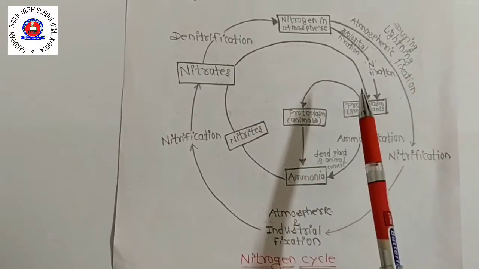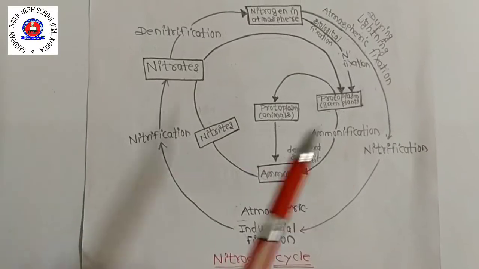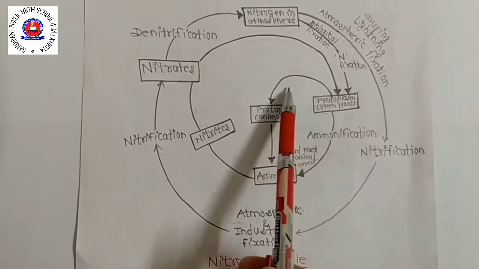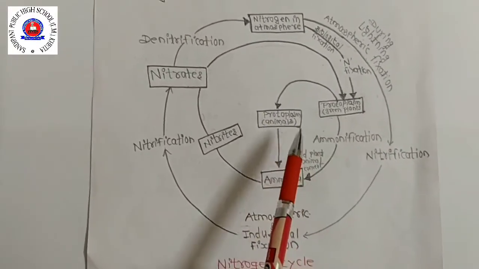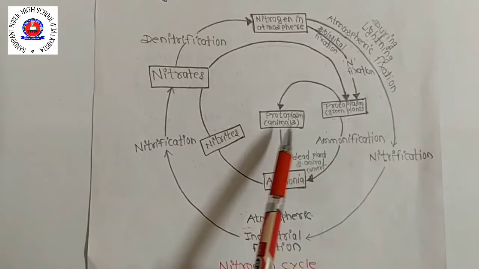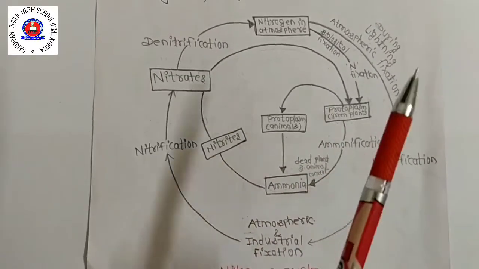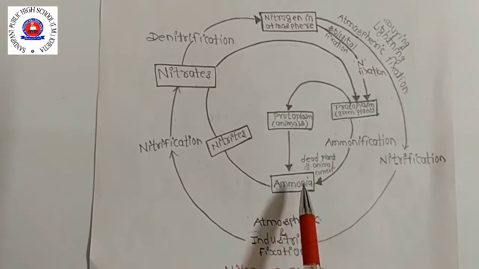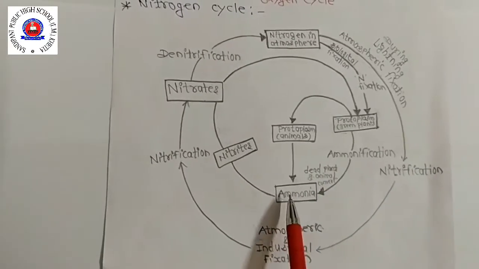After an animal excretes urea or uric acid, or after an animal or plant dies, certain bacteria carry out ammonification. That is called the ammonification process. So they produce ammonia. Dead plants and dead animals, with the help of the ammonification process, form ammonia.